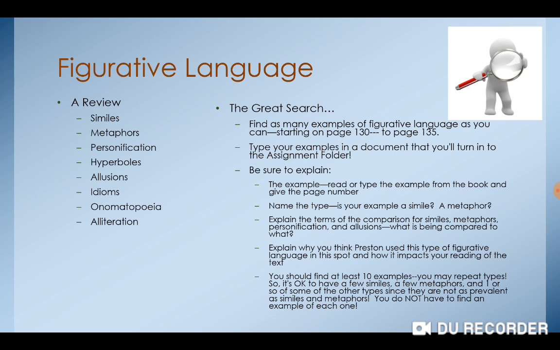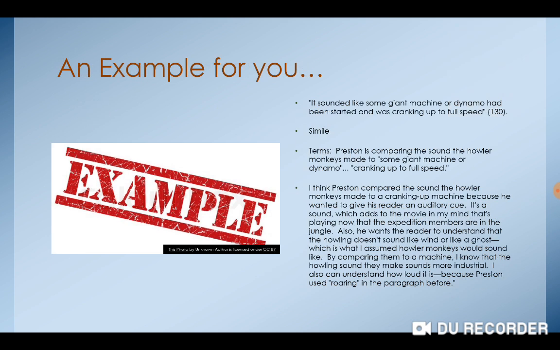Okay, find 10. It's okay to repeat types. I think you'll have to repeat types. You're going to have mostly similes, metaphors, and personification. You might have one or two of the others, or you might not. You might find all similes and metaphors, and that's okay. I just want to see that you can find this stuff. Those 5 pages that I've guided you to are so full of figurative language, you should have no trouble coming to 10.